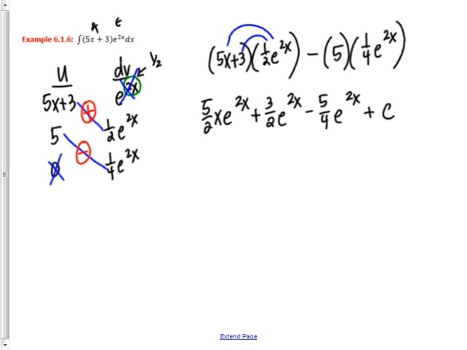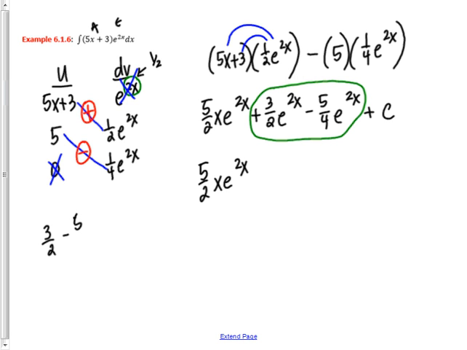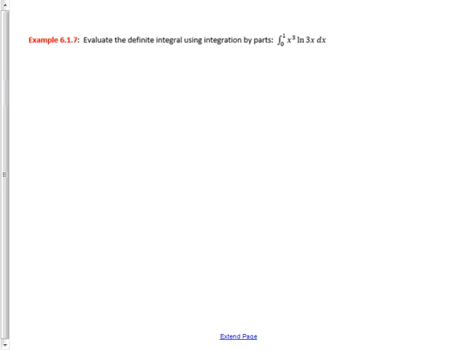2x plus c. Now if you were looking at that, you might not see that answer because these two are like terms and can go together. So 5/2 x e to the 2x, and I need to do what is 3/2 minus 5/4. Well, that would be 6/4 minus 5/4. So that would be 1/4 e to the 2x plus c. Okay. So look for those like terms. And then we'll do this last one.